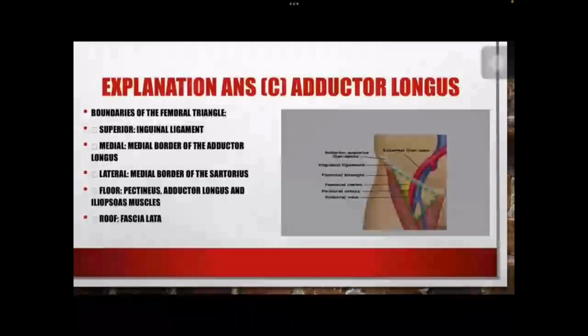So this is the triangular depression. Medially it is formed by the medial border of adductor longus muscle. Laterally it is formed by the medial border of sartorius muscle. The apex is formed by the joining point of both muscles, sartorius and adductor longus, and the base is formed by the inguinal ligament. The three contents from medial to lateral are femoral vein, artery, and nerve. And the femoral sheath contains a vein and artery but not nerve. So you have to remember.